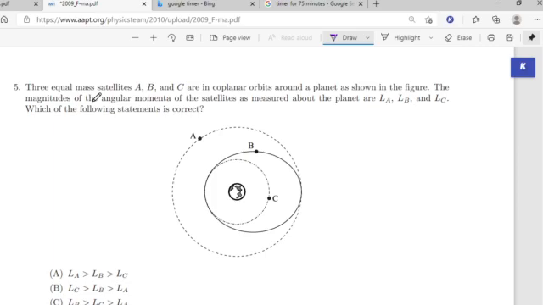Oh well. 3 equal mass satellites A, B, and C are in coplanar orbits around the planet as shown in the figure. The magnitudes of angular momenta of the satellites are measured about the planet: L sub A, L sub B, and L sub C. Okay, so well, first of all, we know that L is just the rotational inertia times omega, or it can also be written as MVR.